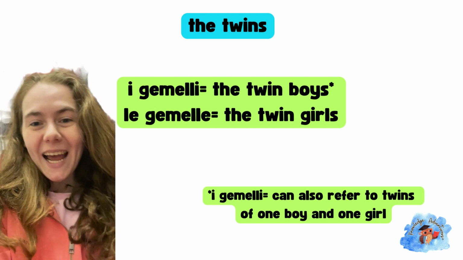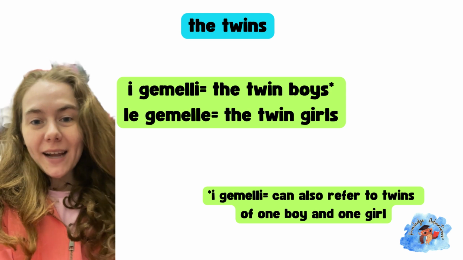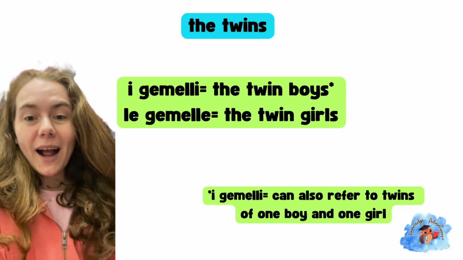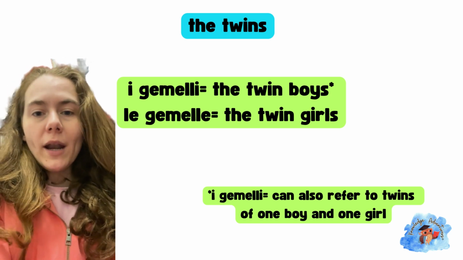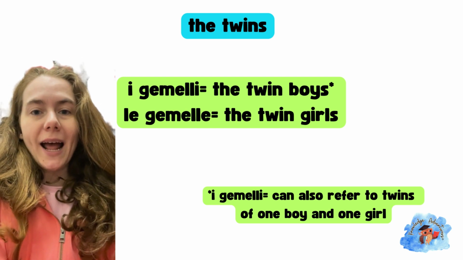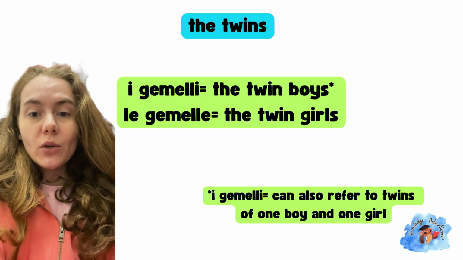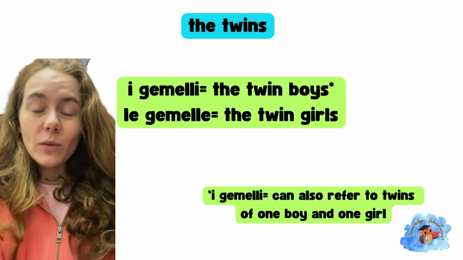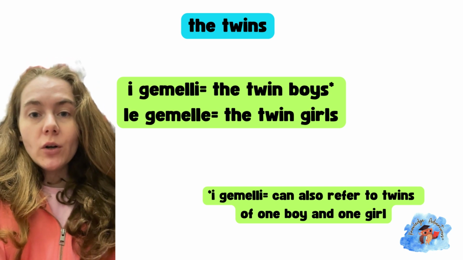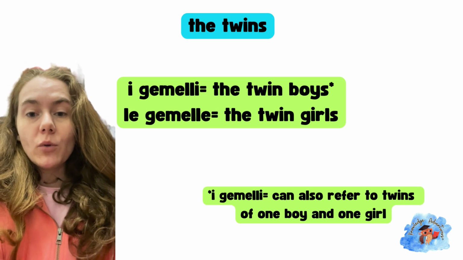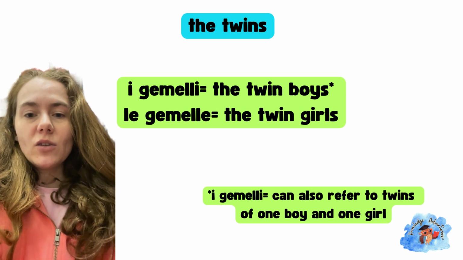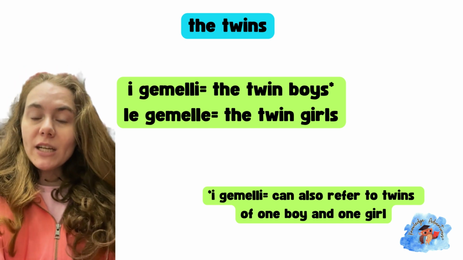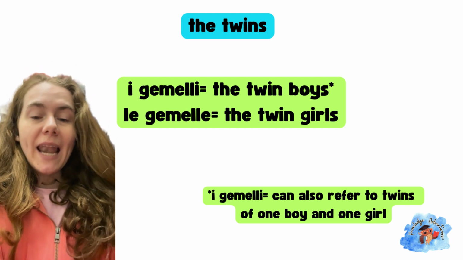The twins. All right, so twins could be guys or twins could be girls. So first we have to understand that when I'm talking about a guy, I end with an O. When I go to plural, I change that O to an I. So when I say the twins who are guys, this is going to be i gemelli. Sounds like an E, but it's really ending with an I. And then for girls, one girl would end with an A. When I'm talking about more than one girl, I end with an E. So this is going to be le gemelle. So again, we had the guy version, i gemelli, and girls, le gemelle.